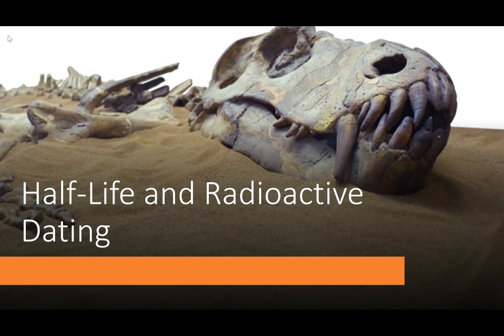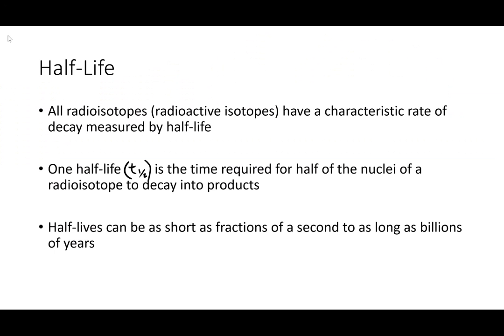All right, let's go ahead and talk about half-life and radioactive dating. So, to begin with half-life, the first thing you need to know is that all radioisotopes, otherwise known as radioactive isotopes, have a characteristic rate of decay measured by half-life. One half-life, abbreviated T1/2, is the time required for half of the nuclei of a radioactive isotope to decay into products.